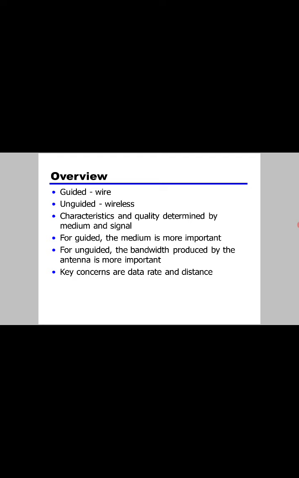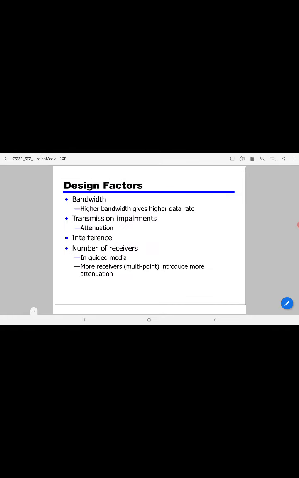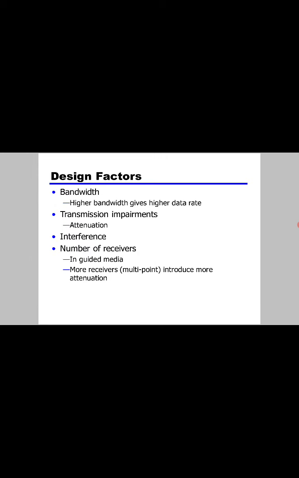Bandwidth means generally the speed of the transmission, and that used by the antenna is important. So here we use two terms. The first one is data rate and distance. Data rate means how fast the data is transmitted, and distance means the distance between sending and receiving stations. So the design factor is bandwidth. The speed of a transmission or a network is generally measured with bandwidth. Higher bandwidth gives a higher data rate, but the cost is also higher when bandwidth is higher.